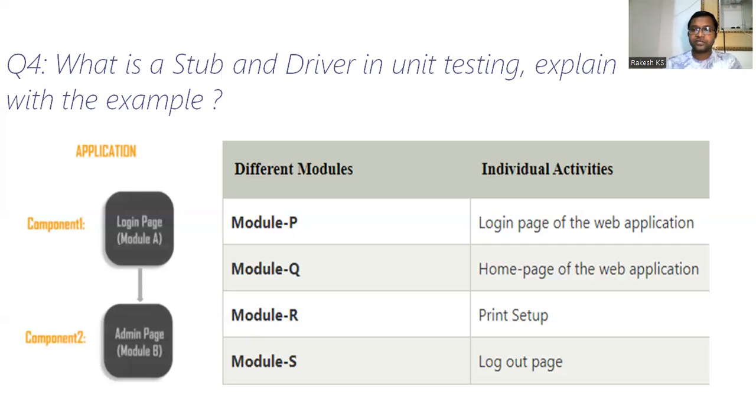In the same way, in case two, we have module S, that is the logout page, and module R, the print page or home page, which is not built at all. In order to test that logout page, if you click on logout, then again it goes to a different page or a home page. So in order to have that, we need to build a home page. That dummy home page is nothing but the driver. So this is all about the stub and the driver in testing.